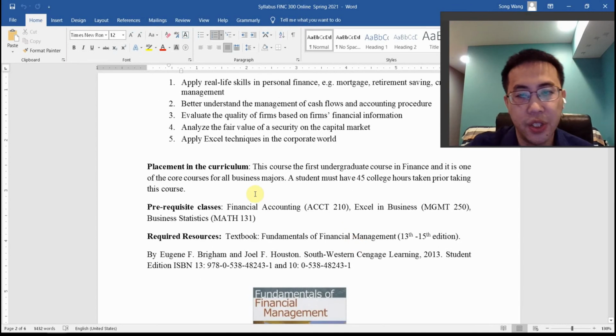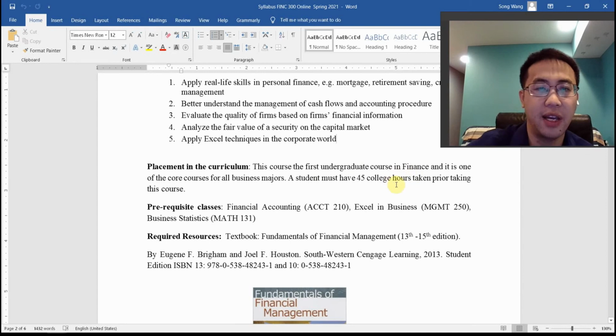So this course is the first undergraduate course in finance. Again, I just repeated that, and it is required for all the business majors, and you are required to have 45 college hours prior to taking this course. So basically, that's one of the prerequisites.